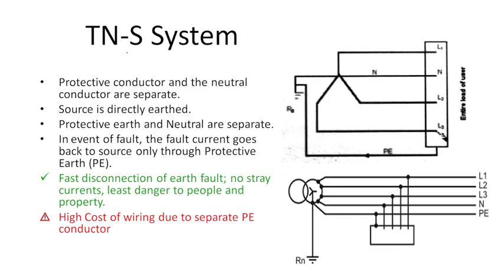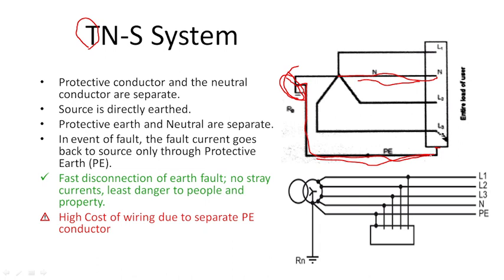T stands for terra or earth, N stands for neutral, then S stands for separate. So here your source side is connected to terra, or earth, and that is connected to your neutral, and the neutral is independently connected to your load point as well, and the extraneous as well as exposed metallic parts are also connected to earth of the source side through a separate conductor. We call it a protective earth conductor. So you have a neutral conductor and you have a separate protective earth conductor.